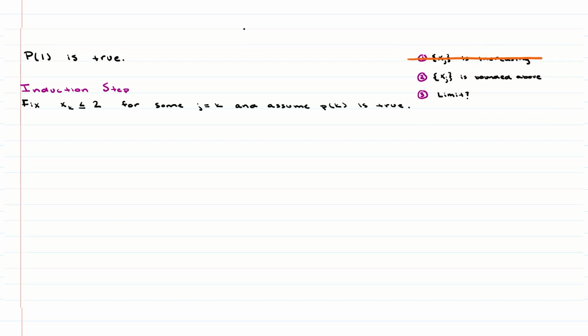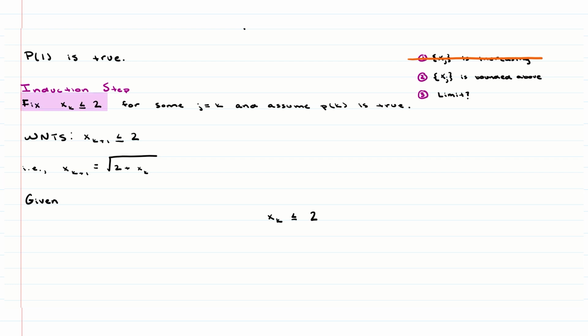For our induction step, we'll fix x sub k to be less than or equal to 2, where we've replaced j with k, and we'll assume that P of k is true. In this step, we need to show that x sub k plus 1 is less than or equal to 2. Now, given in our induction hypothesis we fixed x sub k to be less than or equal to 2, when we add 2 to both sides, we see that 2 plus x sub k is less than or equal to 2 plus 2. Then we can square root both sides to show the square root of 2 plus x sub k is less than or equal to the square root of 2 plus 2.